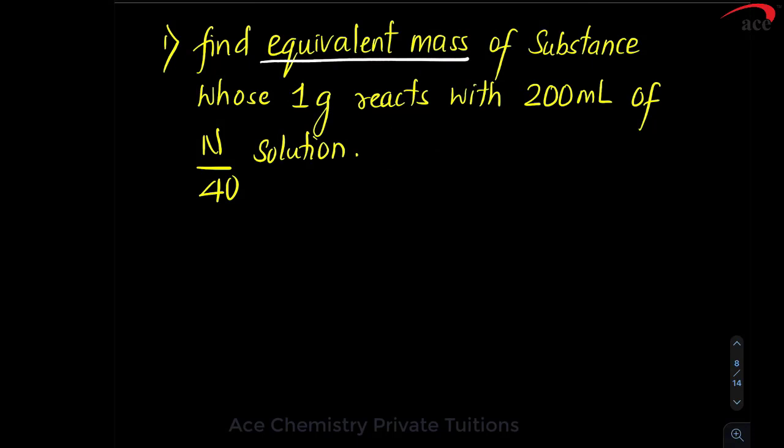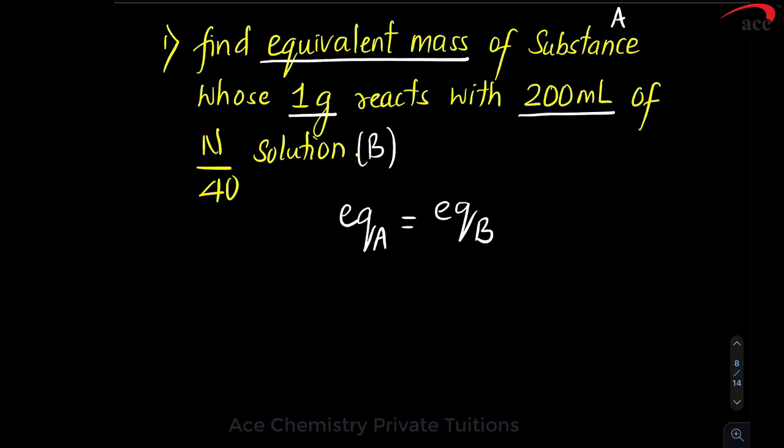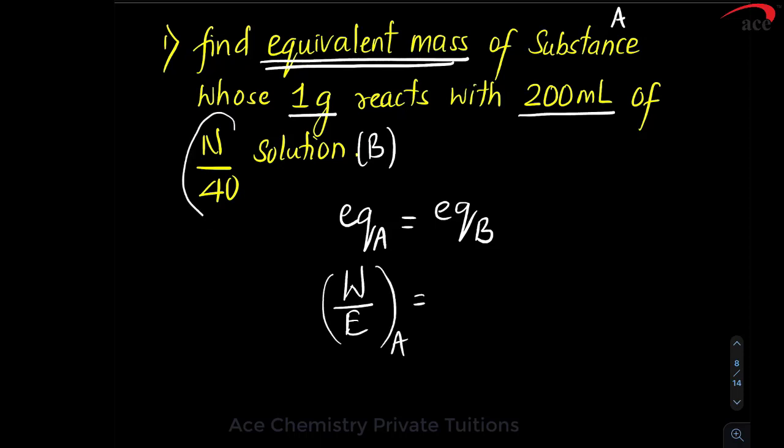So let us check the numerical. In this numerical, they are asking to find equivalent mass. 1 gram of a substance reacts with 200 ml of this. So can I say EQ of one substance, let the substance be A, will be equal to EQ of another substance B? Correct. They are asking equivalent mass. There is only one formula which involves equivalent mass.